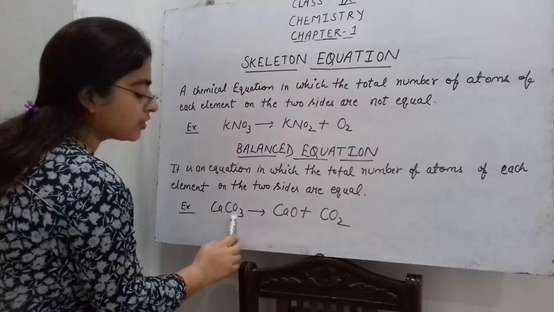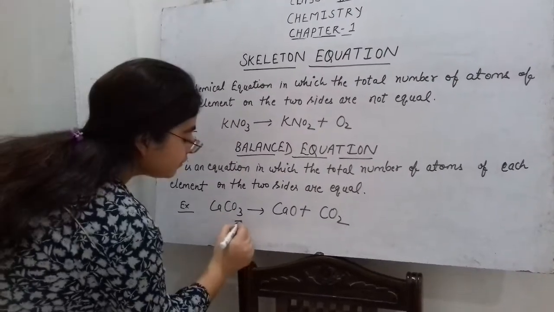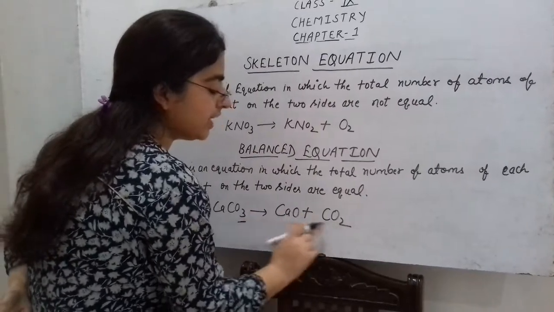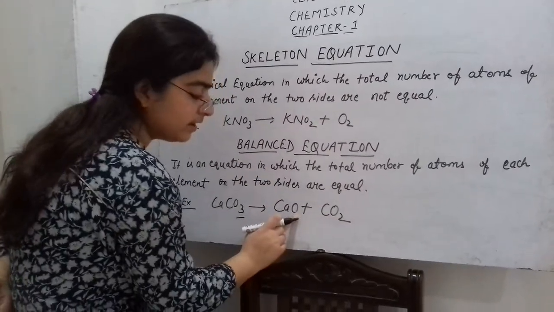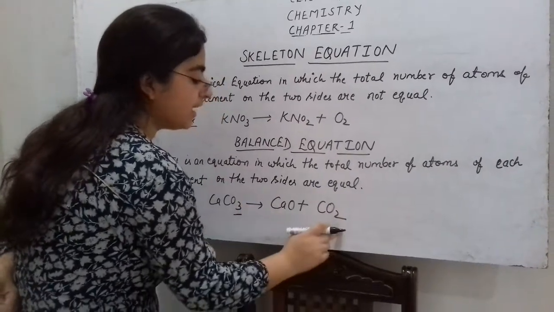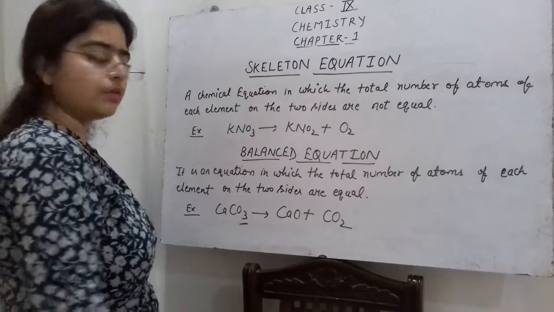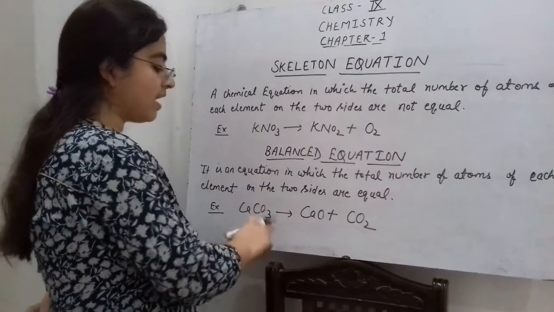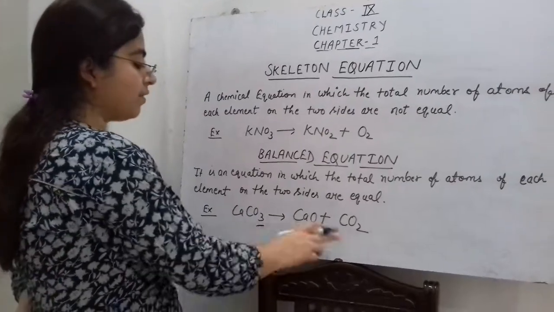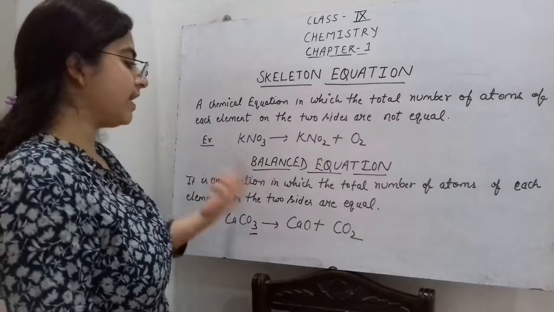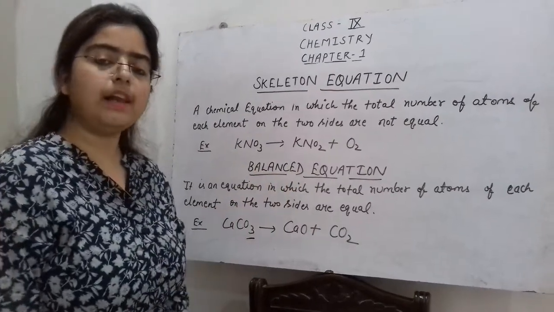Number of atoms of oxygen in the reactant side are 3. Whereas in the product side also the number of oxygen atoms are 3. One is here and 2 are here. So overall there are 3 oxygen atoms in the product side also. And therefore since the number of atoms of all the 3 elements calcium, carbon and oxygen are same on both the sides, the given reaction is a balanced reaction. The given chemical equation is a balanced chemical equation.